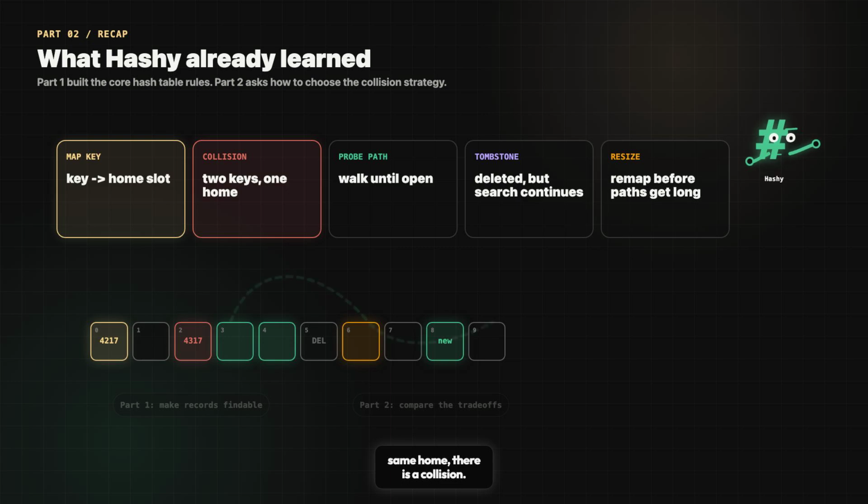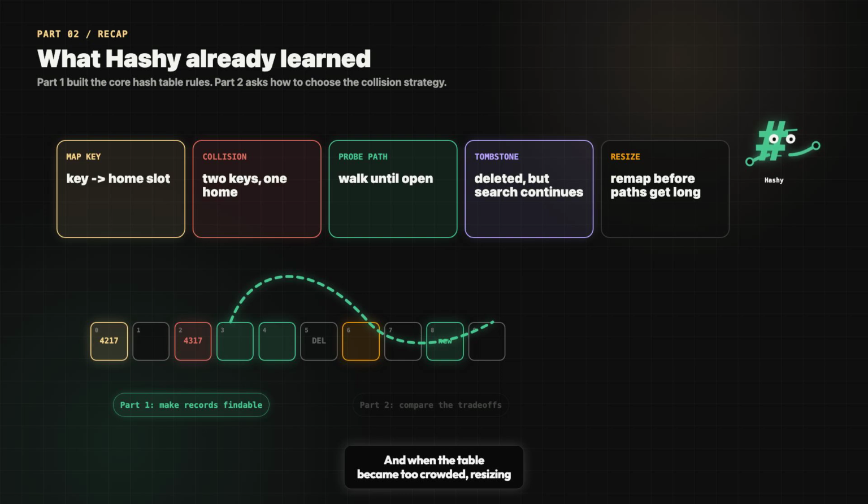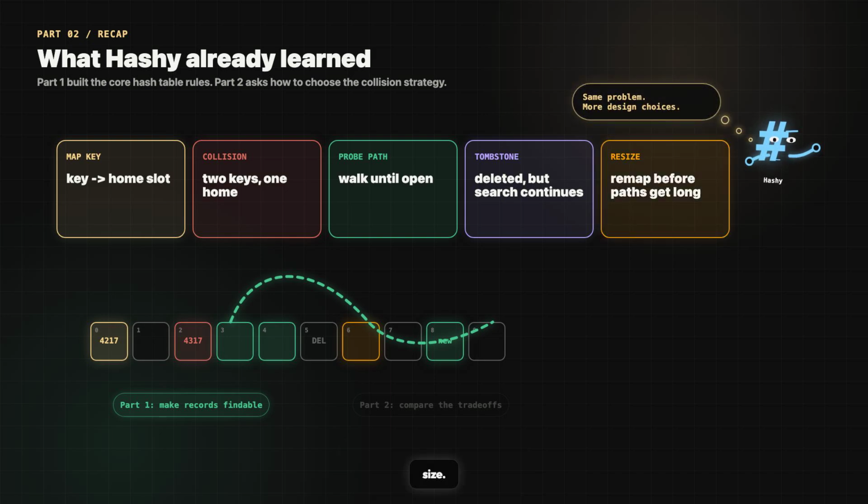In part 1, Hashy handled that by walking forward with linear probing. Search had to replay the same walk. Deletion needed tombstones because simply erasing a cell could break future searches. And when the table became too crowded, resizing meant placing records again under a new table size. So part 2 starts with a table that works.